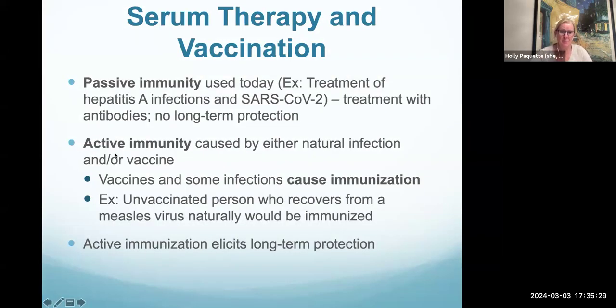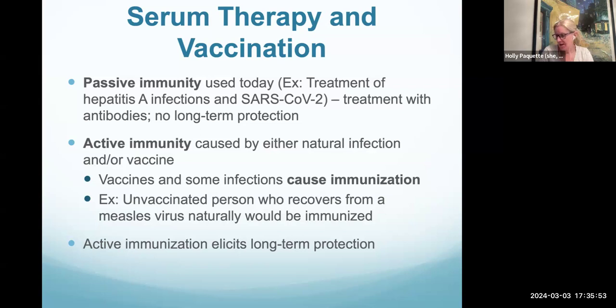So with passive immunity used today, as I said, we have treatments for hepatitis A infections, but also SARS-CoV-2. And in this case, we're giving somebody treatment with antibodies that we took from somewhere else and are giving them. But keep in mind that when you get treated with this, your immune system likely will not protect you long-term or become immune, because that's not what fought off the disease for you.